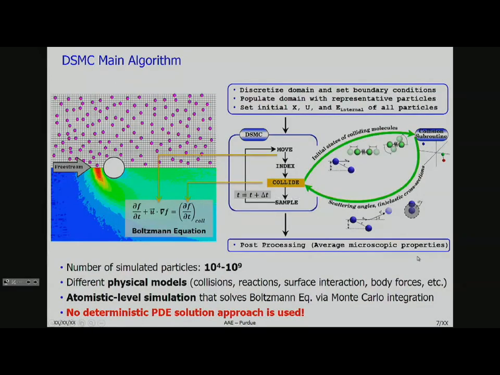So here, let's break down how the DSMC algorithm works. First, you have your simulation domain. This is what you're trying to simulate. In this case, they were trying to simulate hypersonic flow over a sphere. So we have our domain, and we discretize that into all these cells, and we set our boundary conditions.